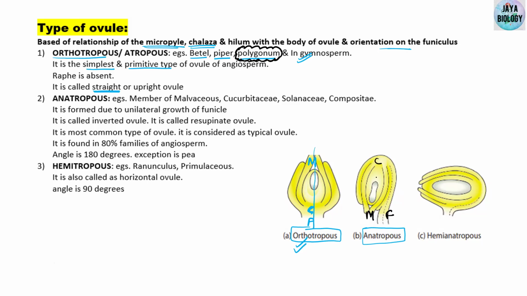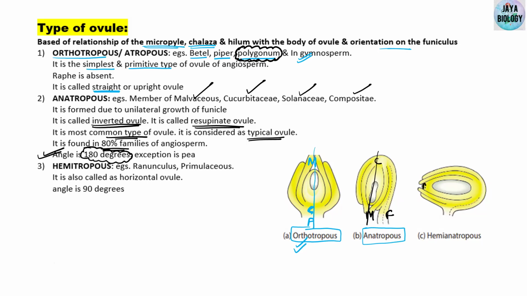Now, this is micropyle, this is chalaza, and this is funicle. In this condition, micropyle and chalaza are in one line, and the micropyle is close to the funicle. So this is known as inverted ovule. It is also known as resupinate ovule. It is the most common type of ovule, shown by 80% of angiosperm families, and we can say this is a typical ovule for angiosperms. A 180-degree rotation is done. 180-degree rotation is shown by families like Malvaceae, for example China rose, Cucurbitaceae, Solanaceae, Compositae.